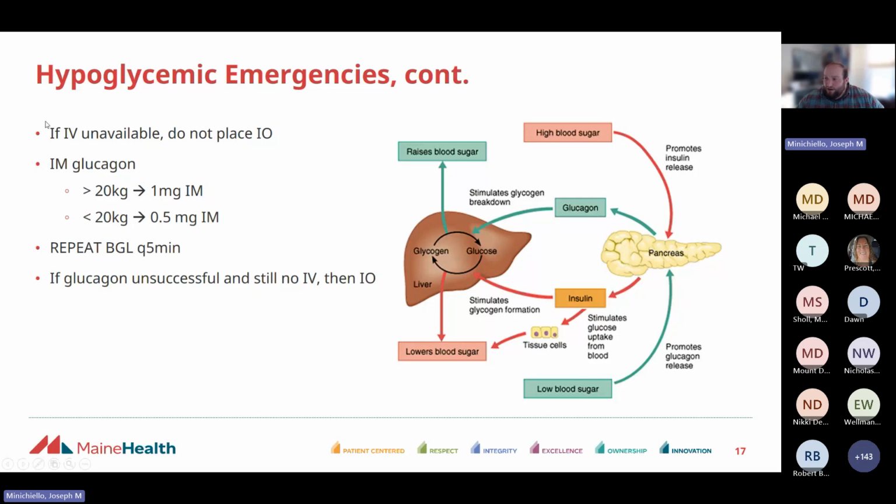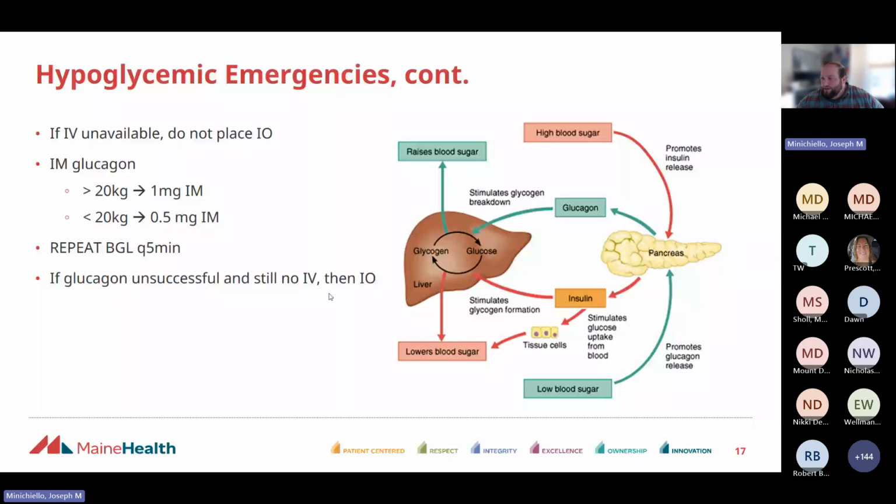And then if you get all the way down this pathway, you gave the glucagon, it didn't do anything or is not quite getting your person back to where they should be, and you're still unable to get an IV for whatever reason, at this point in the algorithm, you can then go ahead, put in an IO, and give sugar through the IO.